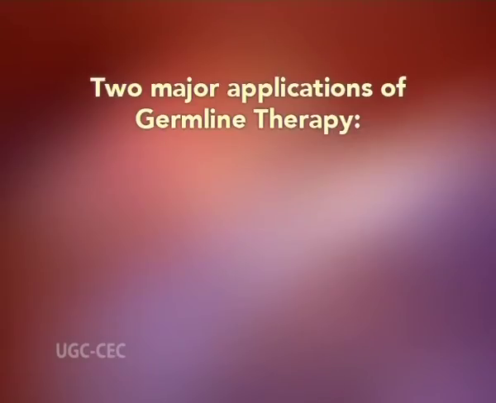Germline gene therapy changes the genetic structure of gametes or fertilized ova. Thus, the genetic change would be passed on to subsequent generations, and hence germline gene therapy introduces heritable changes. There are two major applications of germline therapy.